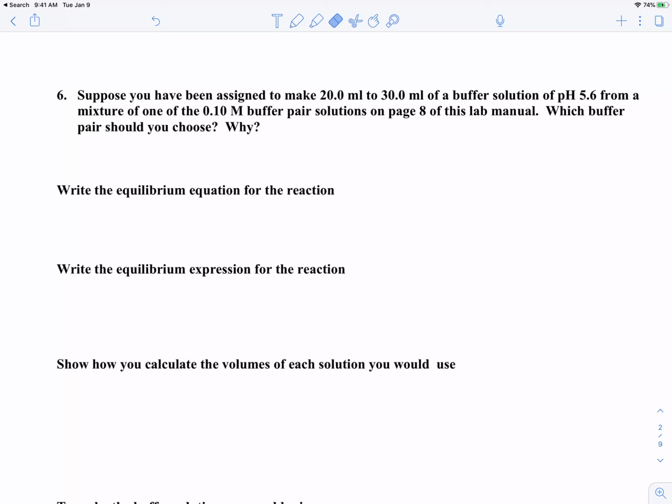In this video, we're going to see how to make a buffer if we know the pH we want, in this case 5.6, and if we know the amount of buffer, in this case 20 to 30 milliliters. So the first thing we need to do is figure out our hydrogen ion concentration. Again, we could use hydronium. And that hydrogen ion concentration comes out to be 2.5 times 10 to the minus 6 molar.